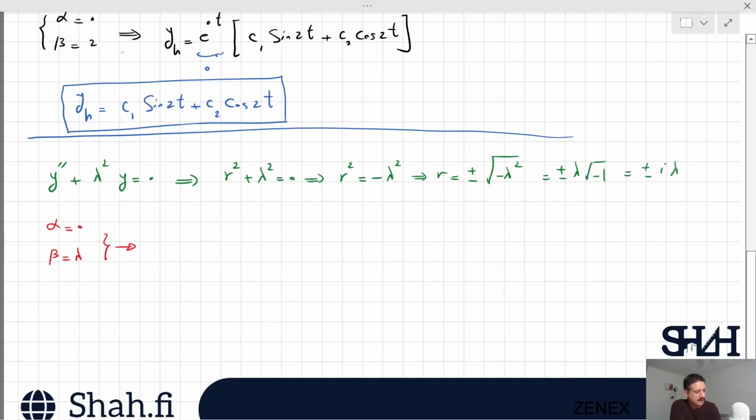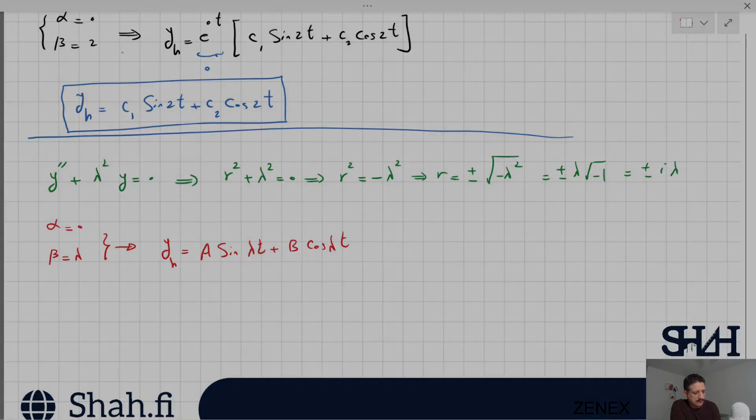As a result, the homogeneous answer will be, usually it is written instead of C1, C2, which are constants that should be found by the boundary conditions, we call them A and B. C1 and C2 are general, A and B are also constant values that are unknown. So we can go with A sin lambda t plus B cos lambda t.